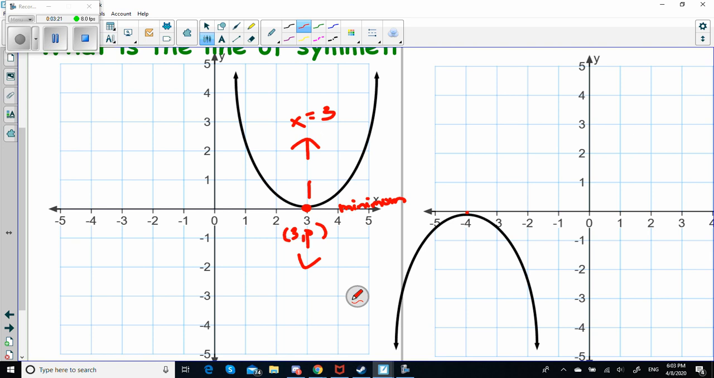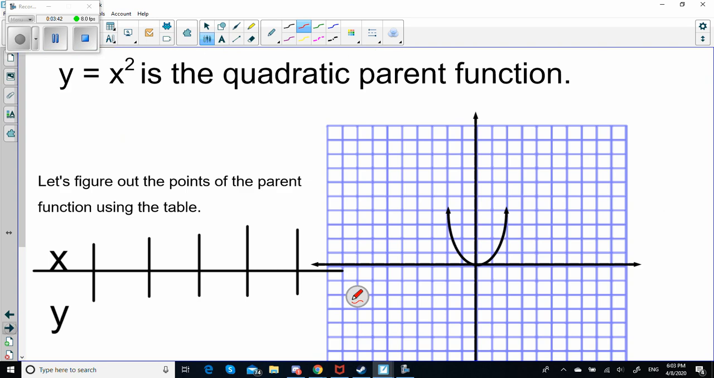Over here, this vertex is negative 4, 0. The line of symmetry is a fold line right down the middle. That is x equals negative 4. It has a maximum because the vertex is the highest point on the parabola and it opens downward or makes a frown. Okay, it has a negative a.